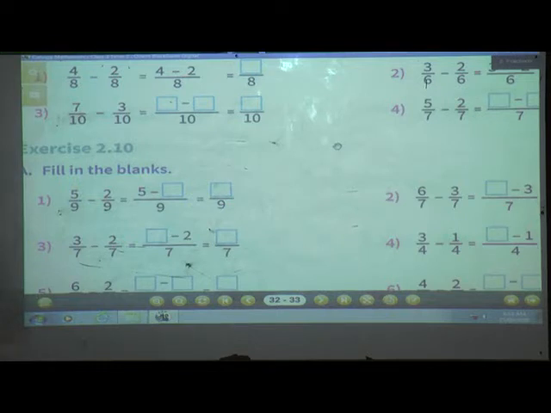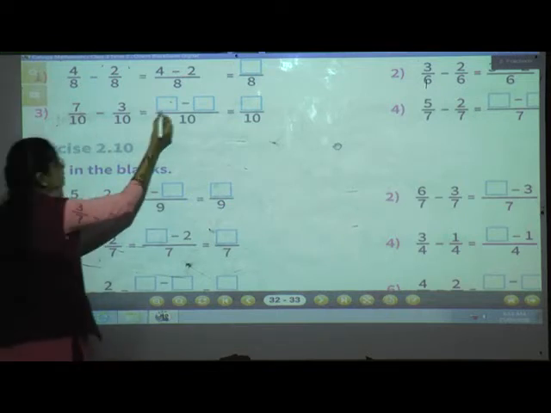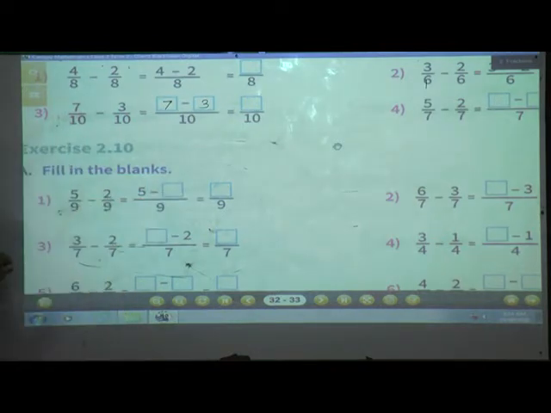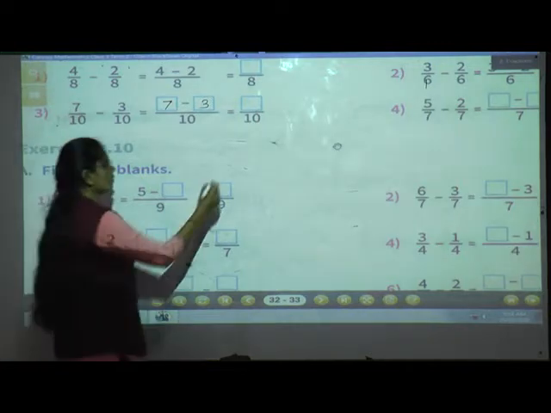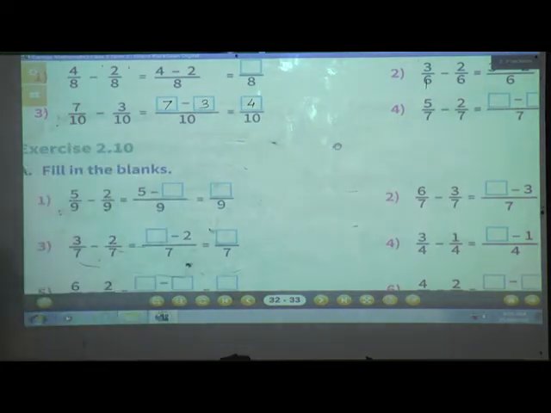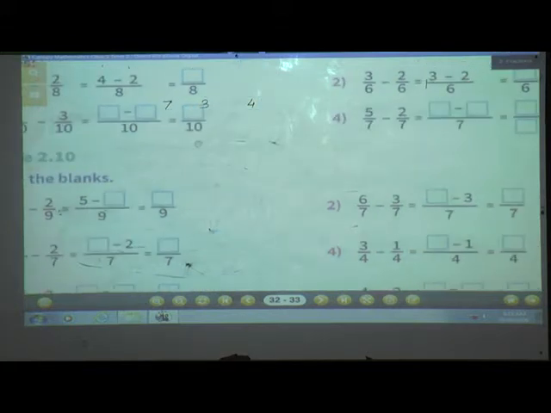Now what we will do? Yes, 7 minus 3. 7 minus 3 by 10. Okay. Now 7 minus 3, do the subtraction and tell me the answer. 7 minus 3 is equal to 4. So the fraction is 4 by 10. 7 by 10 minus 3 by 10 is equal to 4 by 10. In this way you can solve this example.